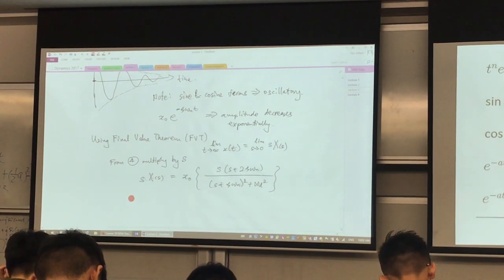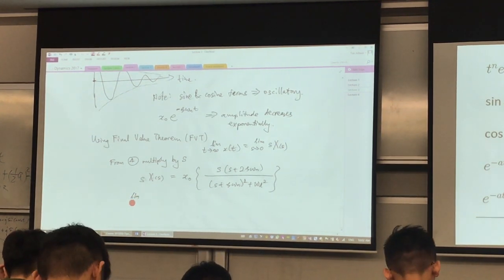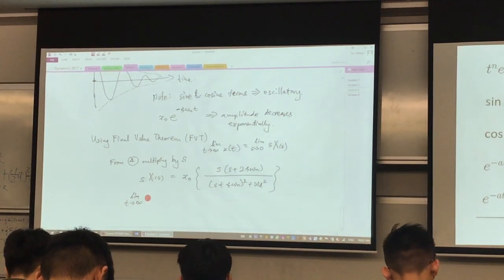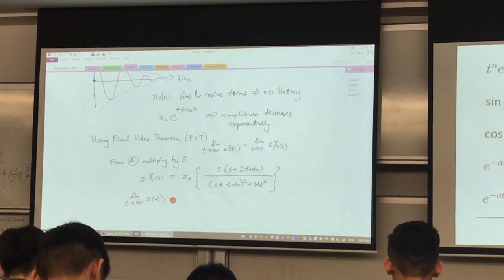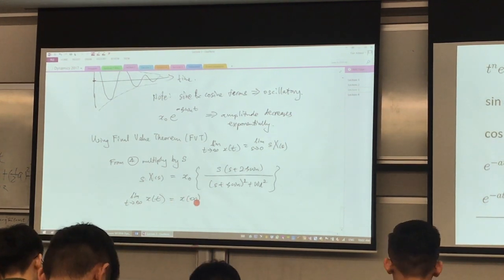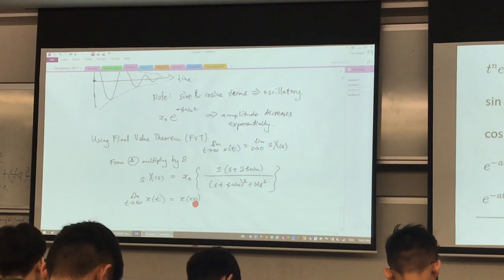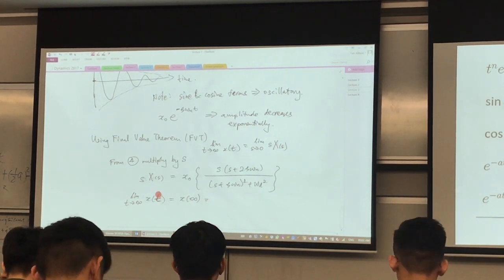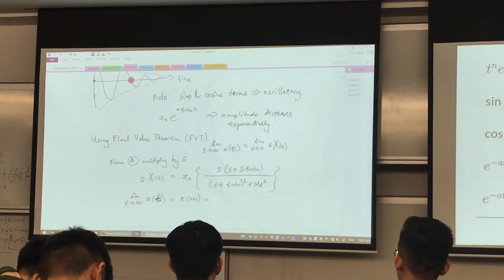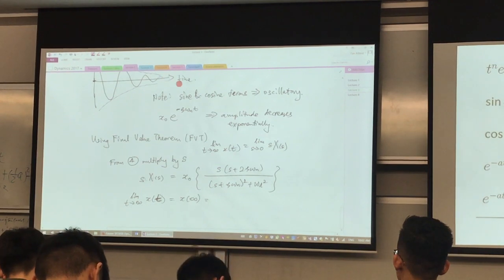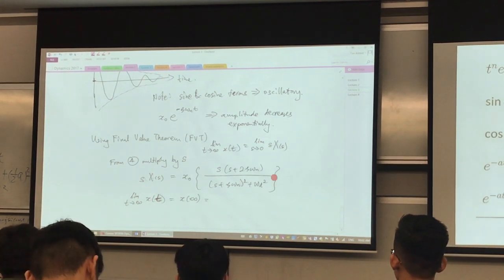So if I were to take limits as t tends to infinity for x(t), what that means is that what I want is x when time is equal to infinity. If x is when time is equal to infinity, that means this oscillation will come to a point where it rests. What is that final value? I can find it from this.